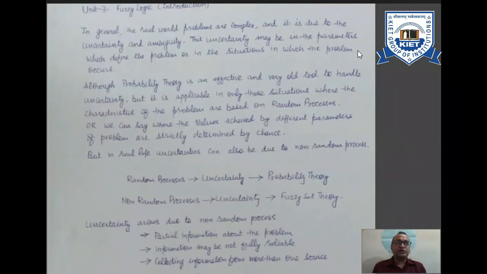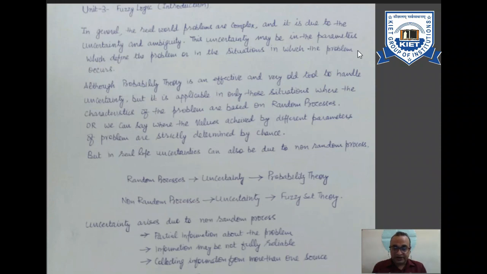Say for example, when you are tossing a coin, it's a random process. All parameters are fixed. The person who is tossing is fixed. The environment in which the toss is done is fixed. But this process is random. Either head can come or tail can come. So it's a random process.